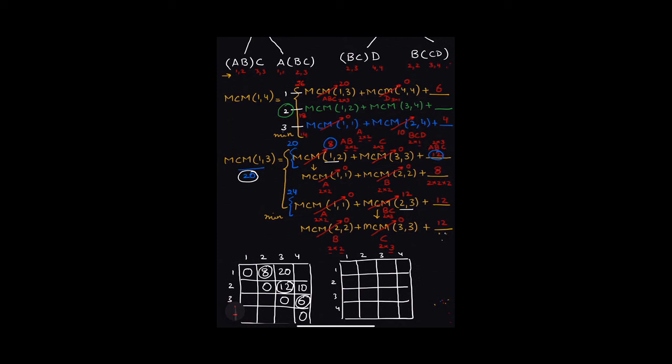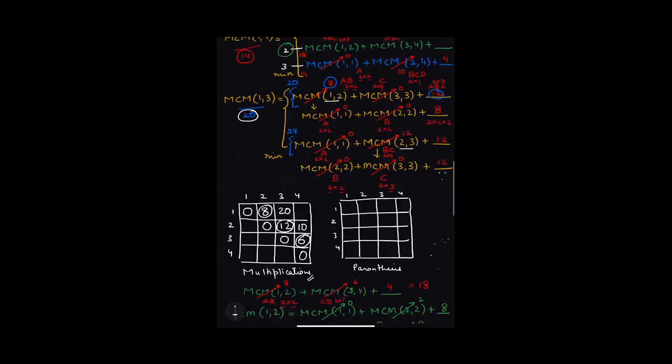The minimum cost from 26, 18 and 14 is 14. So we will be having a cost of 14. Let us update the value over here as 14. So the minimum cost to multiply ABC is 14. Now we have to check in which order we have performed this multiplication.